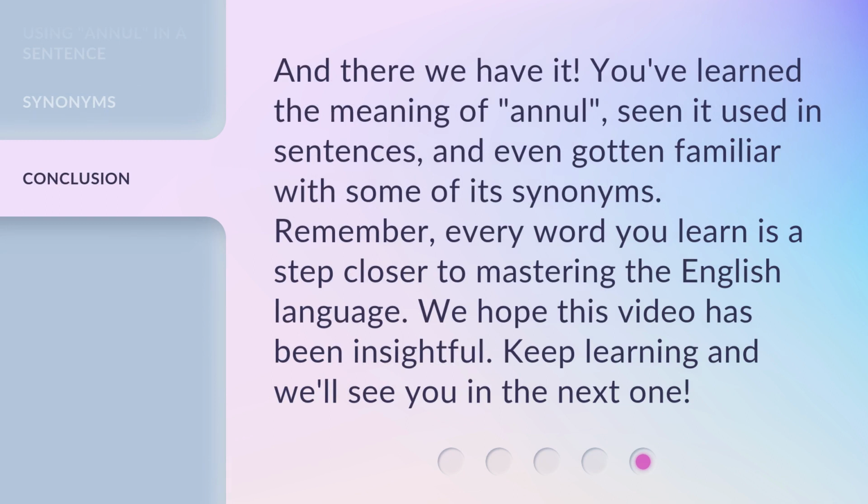And there we have it. You've learned the meaning of annul, seen it used in sentences, and even gotten familiar with some of its synonyms. Remember, every word you learn is a step closer to mastering the English language.